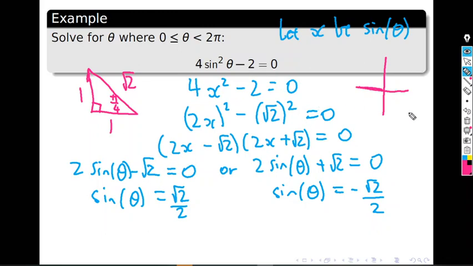With the positive ones, I think about CAST. Positive there and there, where both of these are pi on 4. So pi on 4 is one angle, the other one around there is 3 pi on 4. So theta equals pi on 4 or 3 pi on 4. Then for the negative one, that's going to be in the tan quadrant, the third one, and in the cos quadrant, the fourth one. Well, that's pi on 4, that's pi on 4.